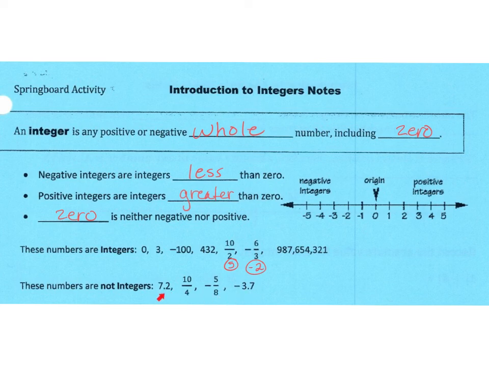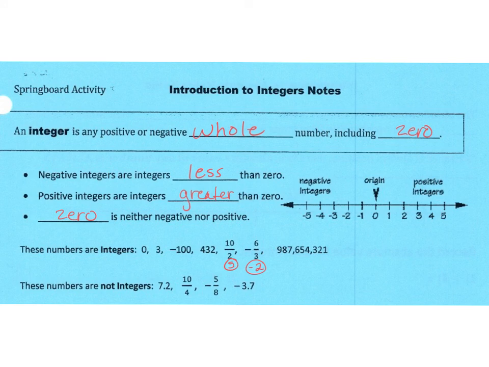The ones at the bottom are not integers, and why is that? Because we either have decimals, like 7.2 or negative 3 and 7/10, or we have fractions. 10 over 4 is not a whole number if we were to divide it. If we were to divide it, we'd actually get a mixed number involving a fraction. And then negative 5/8 is a fraction itself. So those are not integers.